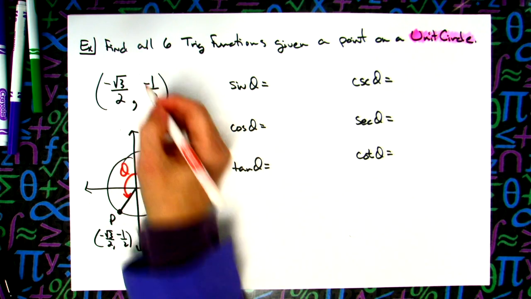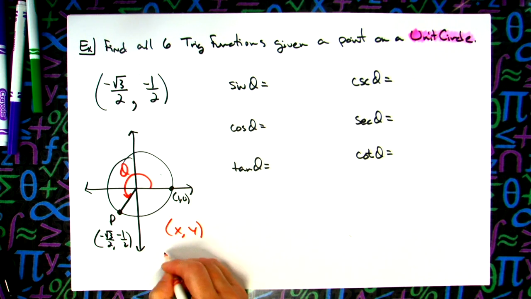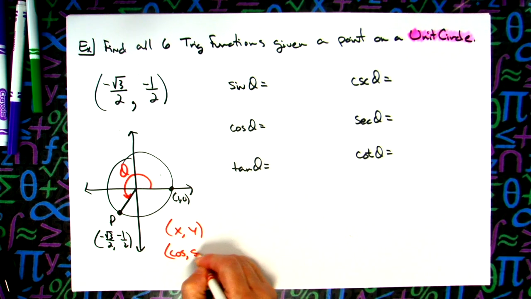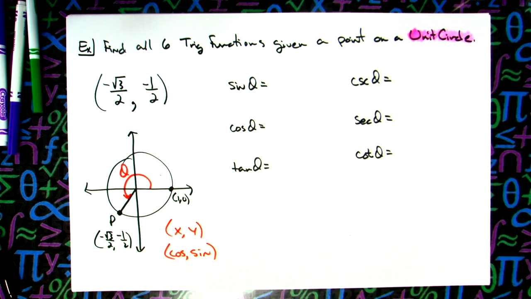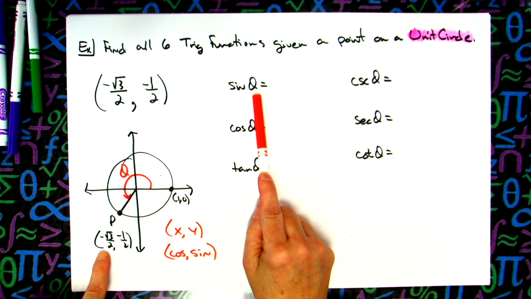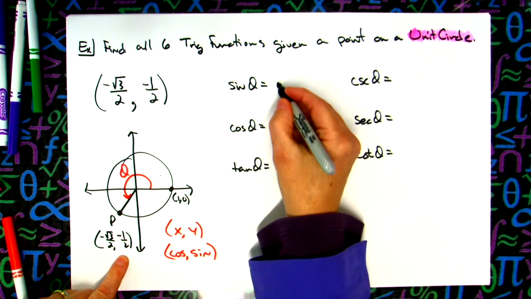Now, what did we say about the ordered pair? Here's my ordered pair. Where can I write this? An ordered pair is x, y, right? The first coordinate is cosine, and the second one is sine. So that's going to make it really easy, because if I want the sine of theta, I'm going to look at my second coordinate and write down negative 1/2.